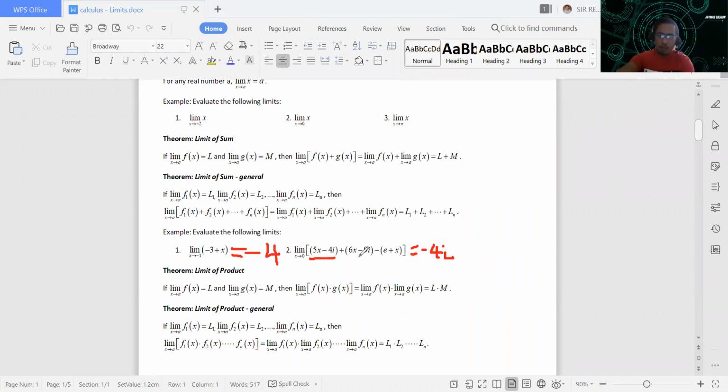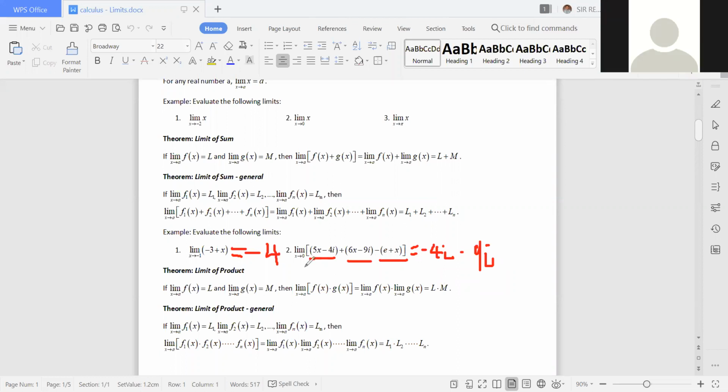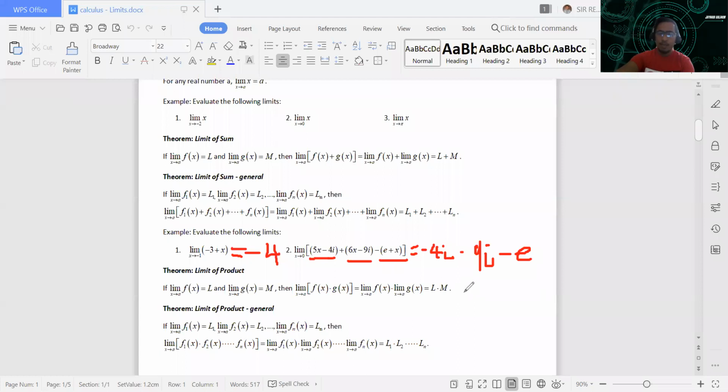So if x is equal to 0 in the second function, your answer is negative 9i, right? Oops, 9i. And for the last one, the transcendental number e, which is 2 point something, it is just equal to negative e. If you simplify it further, your answer should be negative 13i minus e. And that is your answer. Got it? Do you all understand? Yes, sir.